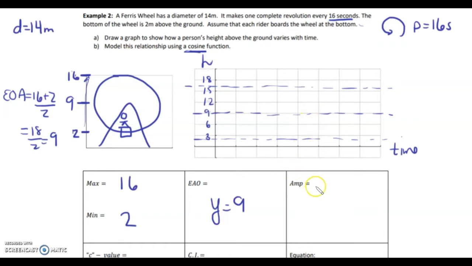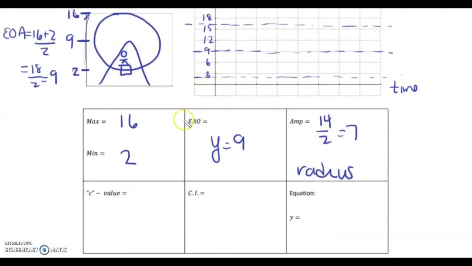Okay, the amplitude is the radius, right? We kind of talked about that. So the diameter is 14, and the amplitude is going to be 7, which makes sense because going from 9 to 16 will give us 7, and going from 2 to 9 will also give us 7.